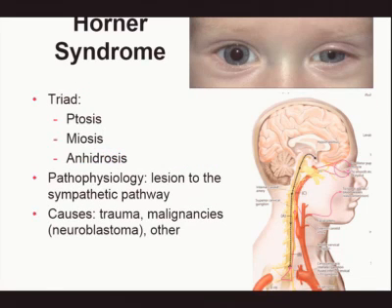Horner syndrome, this is a triad of ptosis, miosis, and anhidrosis. Don't want to miss that. There are a lot of different things that can cause it, but it's a lesion somewhere in the sympathetic pathway. The thing that people worry about a lot is neuroblastoma.